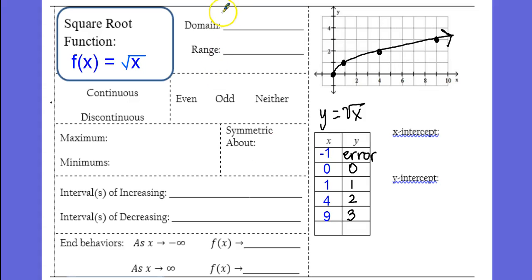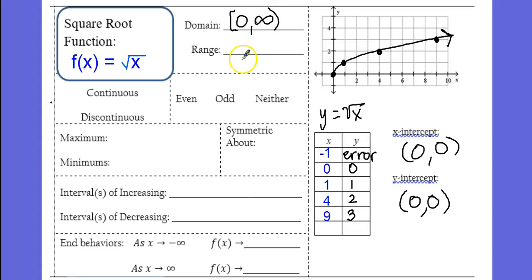All right. So let's talk about our x-intercept. Oh, sorry. The origin, right? And the y-intercept's also the origin. So far, that's been the same on the parent function. So our basic function here, what's our domain? 0 inclusive to infinity. And if 0 is our lowest x, what's our lowest y? 0 to infinity. All right.